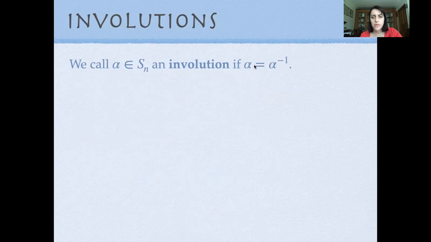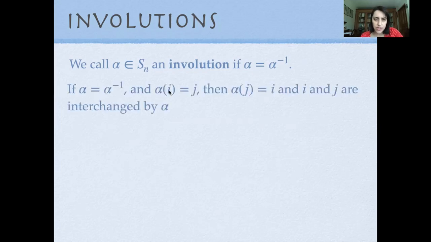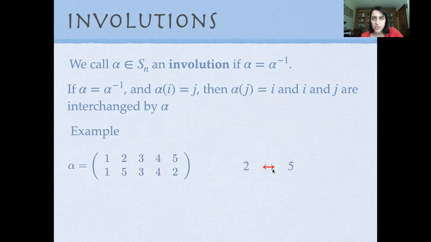In some cases, a permutation equals its inverse, and these kinds of permutations are called involutions. If we have an involution alpha, and alpha sends i to j, then j must be sent to i by alpha. So these two numbers are interchanged by alpha. Let's see an example. If we only interchange 2 and 5, applying the same permutation again gives the initial positions of these numbers. So alpha equals its inverse.